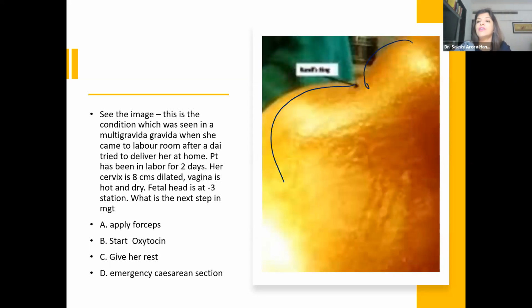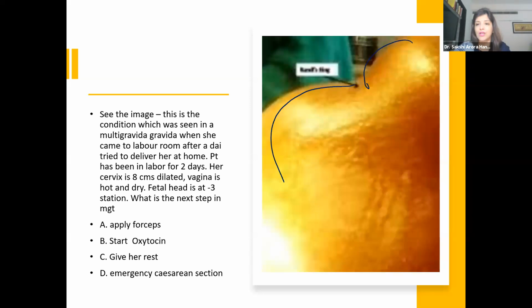Bandel's ring is a retraction ring. Schroeder's ring is a constriction ring. Bandel's ring can be seen and felt per abdominally. Schroeder's ring is only felt, and that too per vaginally. So Bandel's ring is seen as well as felt per abdominally. Schroeder's ring is just felt per vaginally, right?